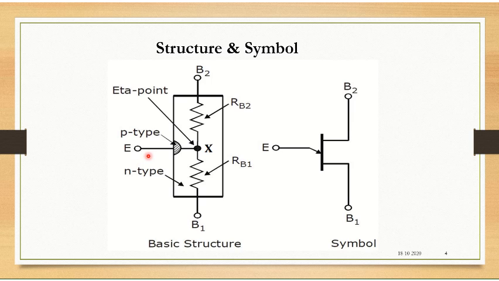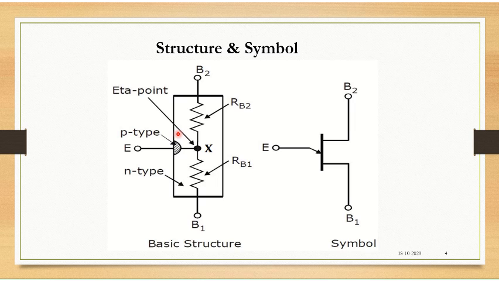Because of this highly doped P region with the lightly doped N-type material, there is very high resistance with the emitter open condition. Because of this P and N region, one single junction is formed. That's why the name uni-junction.